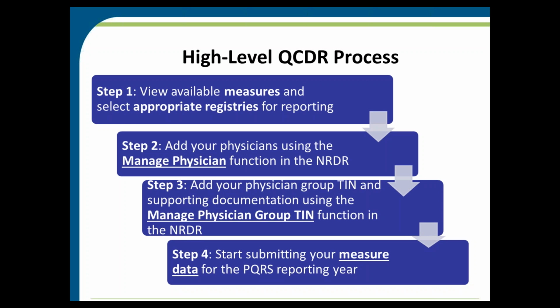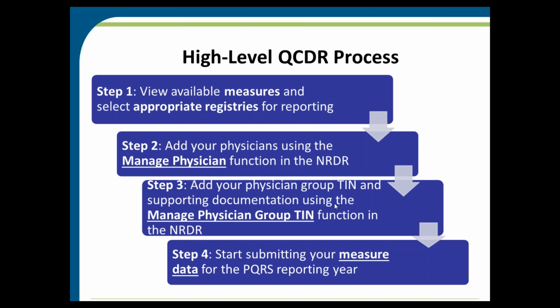View the available measures for reporting, select your registries. Most importantly, we cannot participate in a physician quality reporting program if we don't know which physicians want to use our registries. So you will need to add your physicians to our registries, and all that information is found on our NRDR website at www.acr.org/NRDR. You will also need to give us your tax ID number.